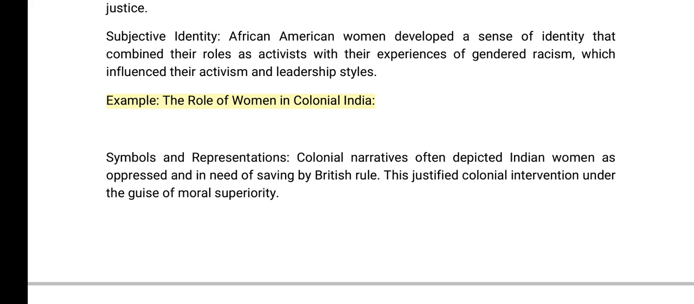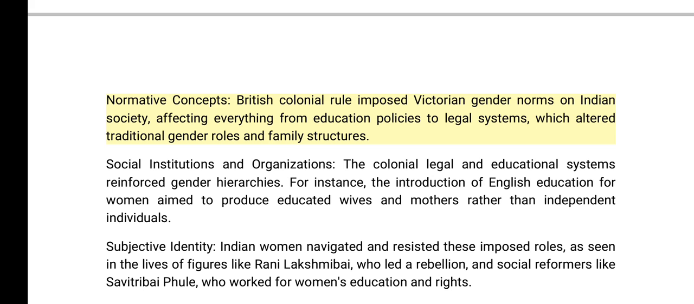Example. The role of women in colonial India. Symbols and representations. Colonial narratives often depicted Indian women as oppressed and in need of saving by British rule. This justified colonial intervention under the guise of moral superiority. Normative concepts. British colonial rule imposed Victorian gender norms on Indian society, affecting everything from education policies to legal systems, which altered traditional gender roles and family structures.